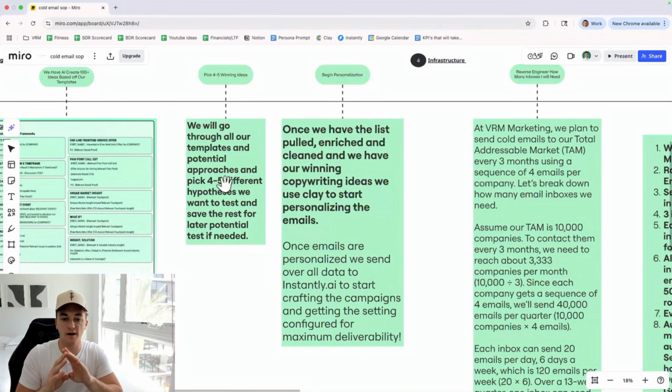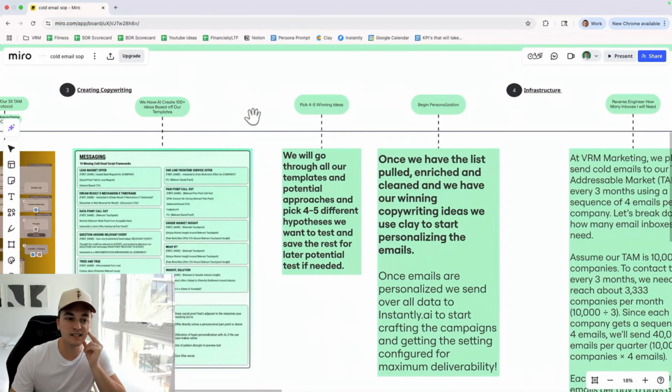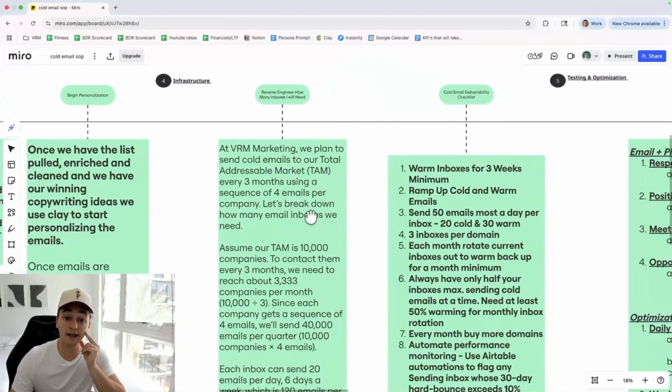And then we'll basically divide it. We'll have 12 different segments in Clay, so we'll have 12 different Clay tables. And then we'll enrich it, we'll clean it, and we'll create personalized emails to reach out to them based off the different segments of the market. So it's personalized. It's not just one message going to the whole market. Okay. So that's the copywriting side of things, a high level overview of how it works.